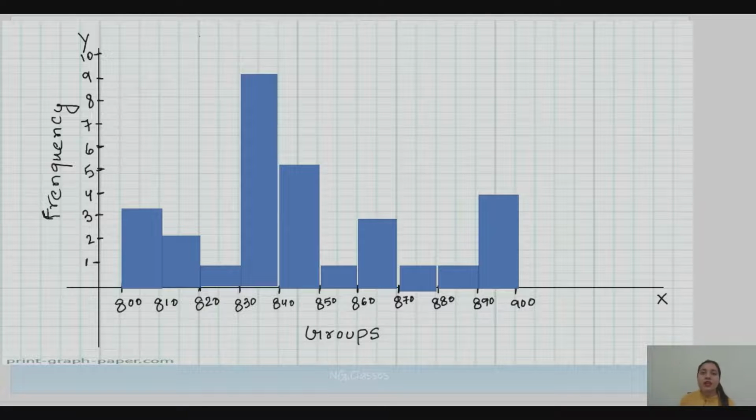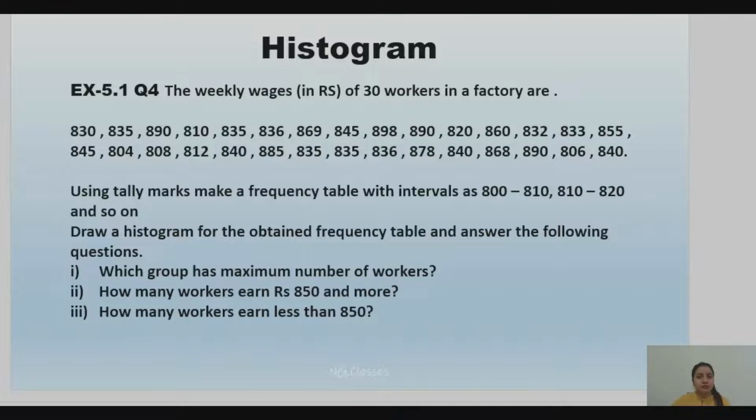Like this one. Here at first I have plotted the x-axis, then I have plotted the y-axis. All the frequencies I have arranged on the y-axis, and on the x-axis I have written the groups 800 to 810, 810 to 820. See, there is no gap in between the groups, and this figure is called a histogram. Okay. Now after plotting the histogram, we need to answer a few questions.